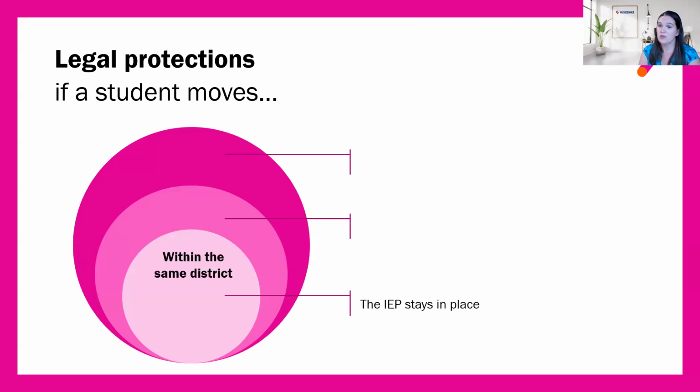So if a child moves from one school to another within the same district, the IEP developed in the first school stays in place. Families will benefit from talking to the administrators and teachers at the new school about the IEP. If a child moves to a different school district within the same state, a new IEP may be written, but while we're waiting on that new IEP to be written, the child should be receiving comparable services, and the new IEP should include comparable services to those offered in the first school district.